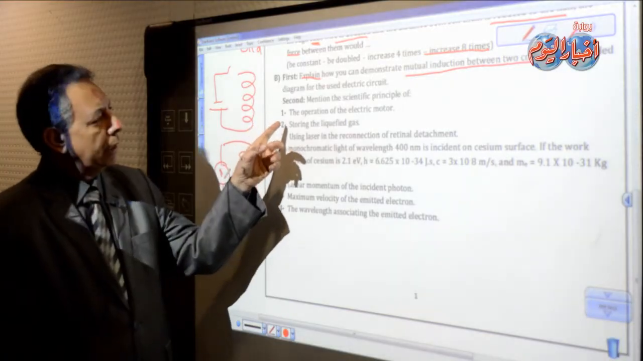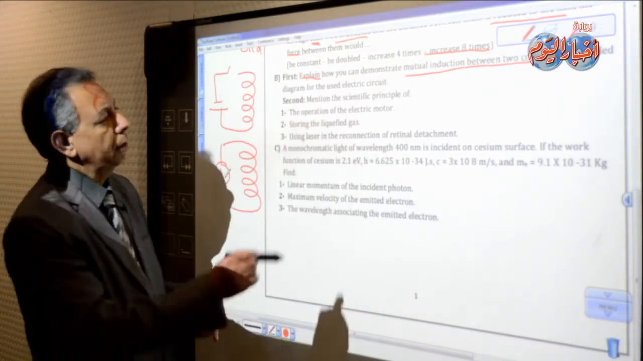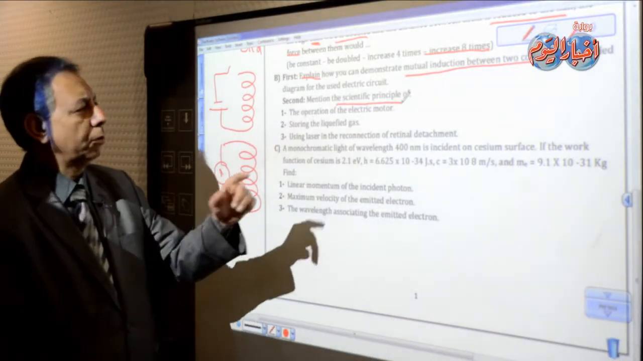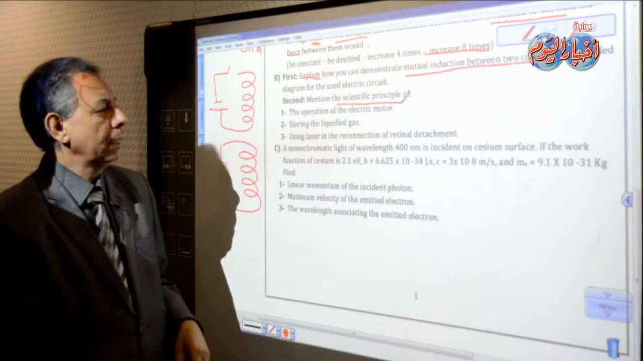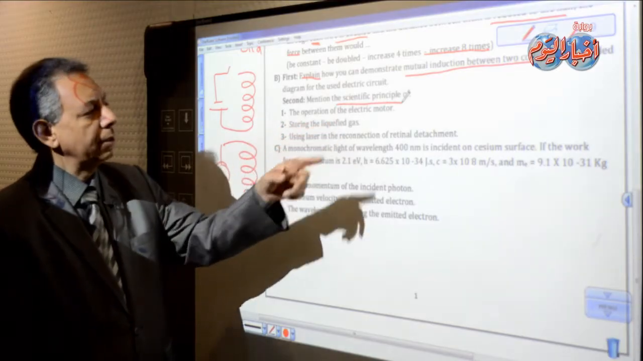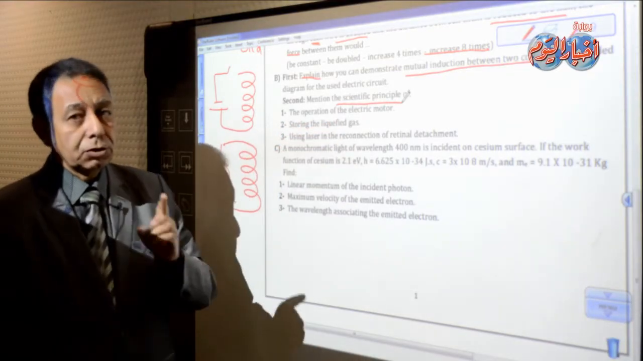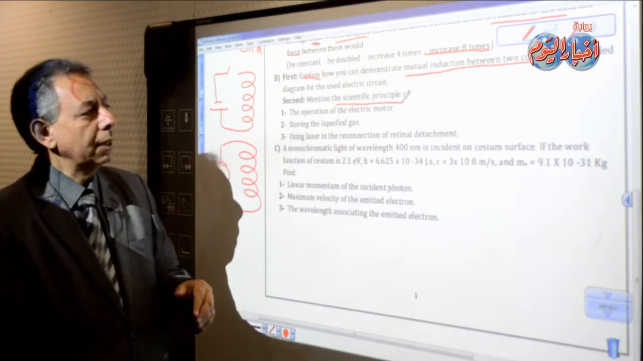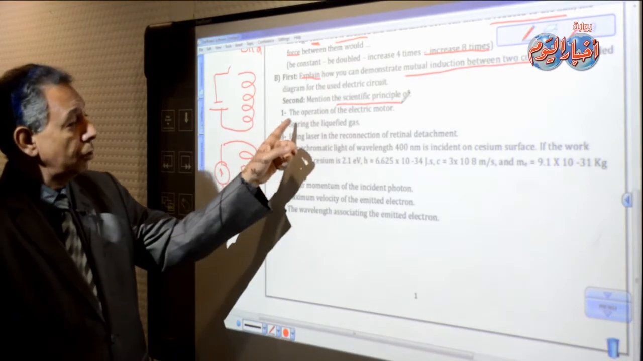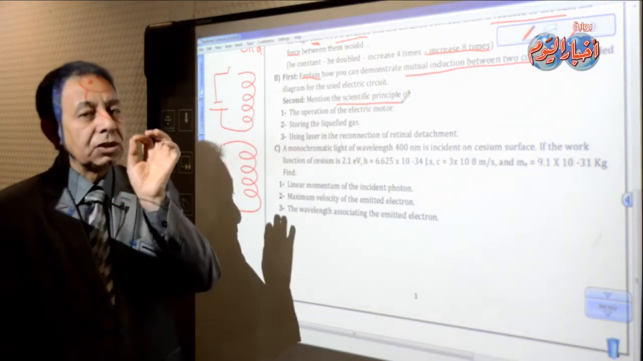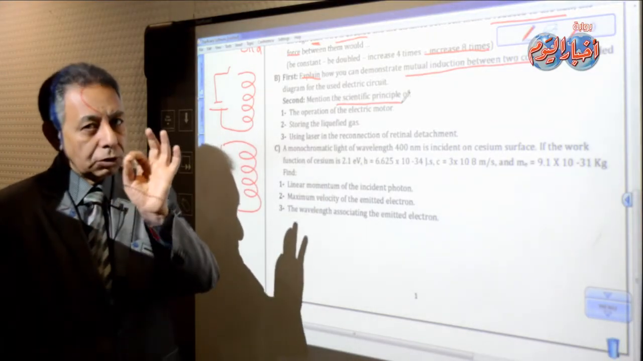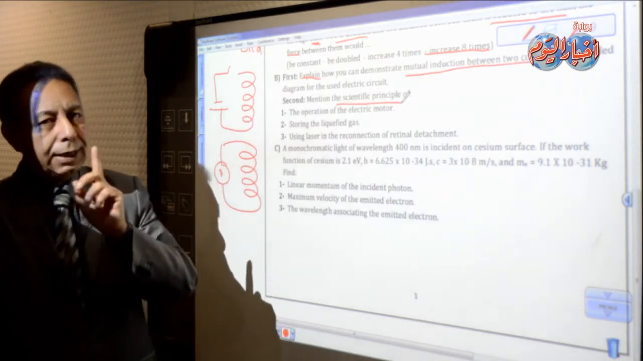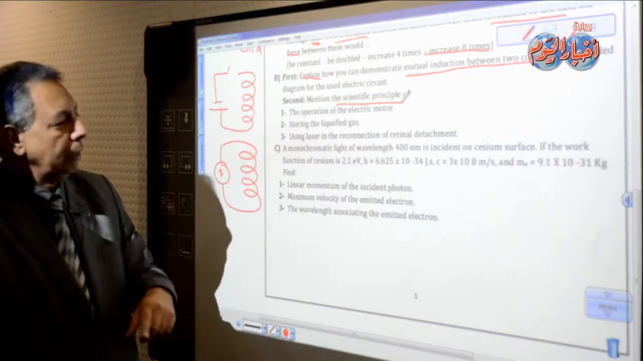And the next question, mention the scientific principle. Underline the important words. Very, very important scientific principle, the idea. What is the idea of the operation of the electric motor? Yes, it is based on the torque that acts on a rectangular coil carrying an electric current and placed in a magnetic field. So don't write down just the word torque. You need to complete the sentence: torque acting on a rectangular coil carrying an electric current and placed in a magnetic field.